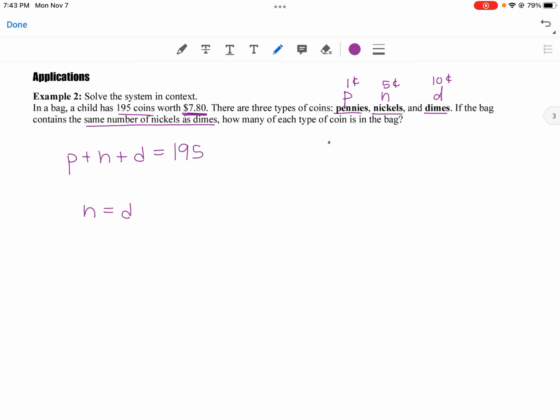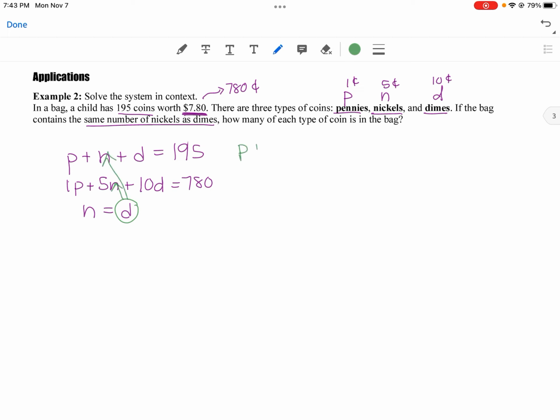You've got 2 options. You can either do 0.01 P plus 0.05 N, but I think about this a little bit easier as 780 cents, and that for me is easier than dealing with all those decimals. So we've got 1 for penny is 1 cent, plus 5 for the nickels is 5 cents, plus 10 times the dimes is 10 cents, equals 780. You can solve this however you'd like. We could start using elimination. The fact though that I have N equals D, I would go ahead and choose N. I'm going to replace N with D in both my equations.